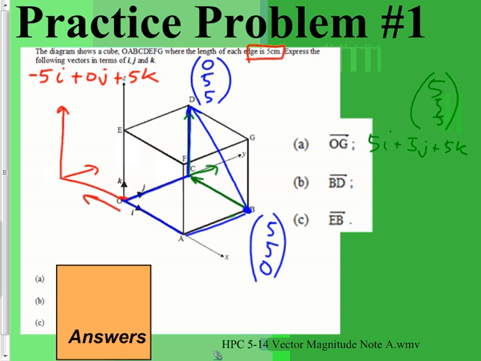It's the head minus the tail. This is the head end. That's the tail end down there. So it's 0 minus 5, 5 minus 5, and 5 minus 0. 0 minus 5 is negative 5. 5 minus 5 is 0. 5 minus 0 is 5. Does that look kind of like that?